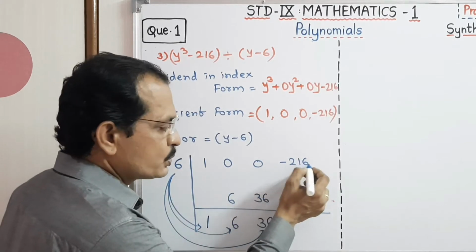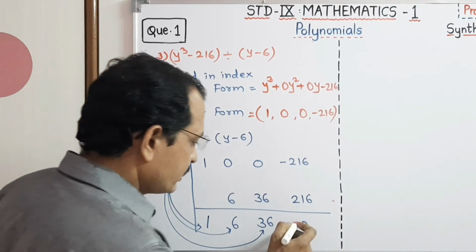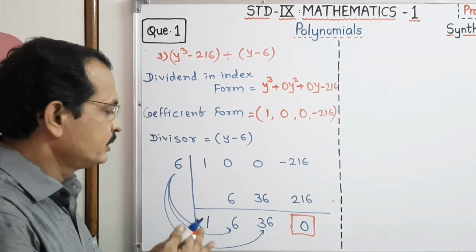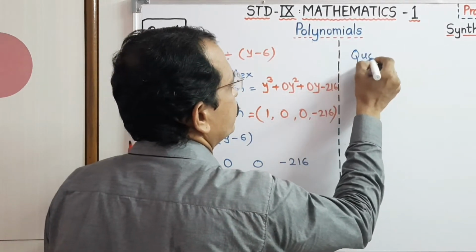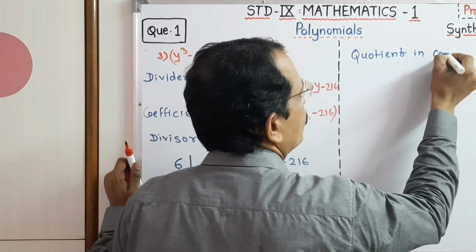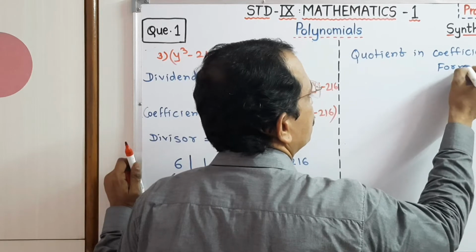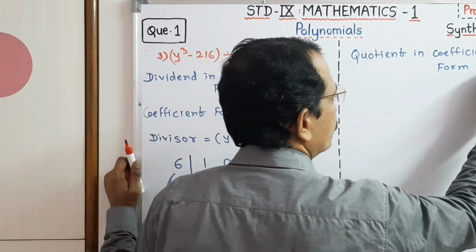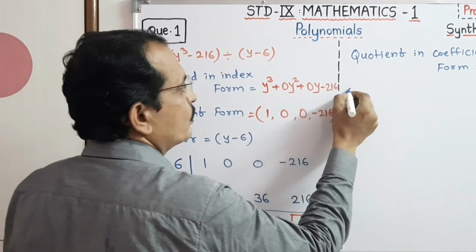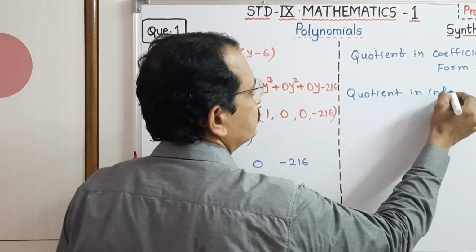Now minus 216 plus 216, it is 0. Now this 0 is our remainder. This is the quotient. Therefore, quotient in coefficient form is equal to 1, 6, 36. Now quotient in index form.